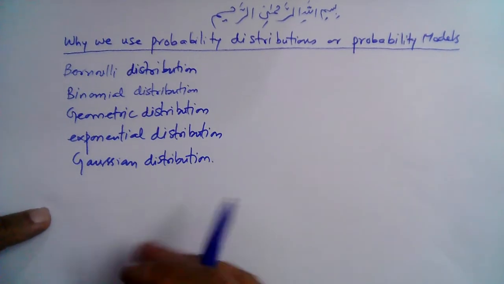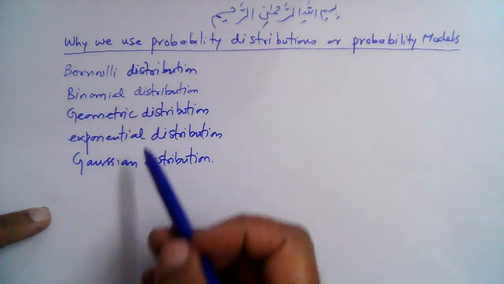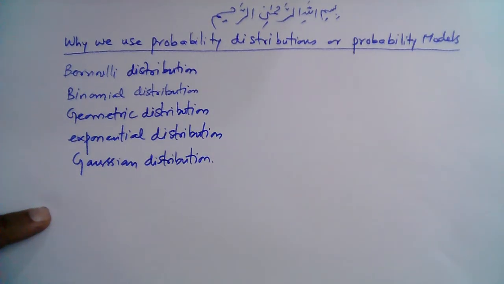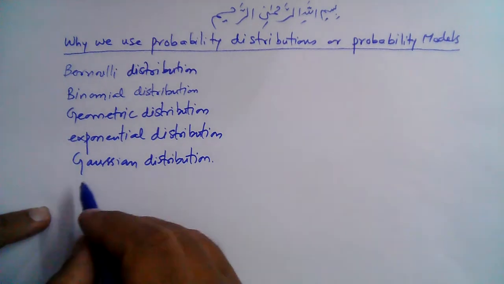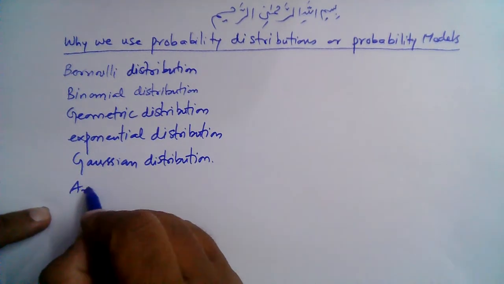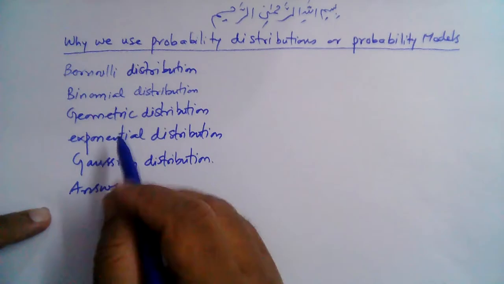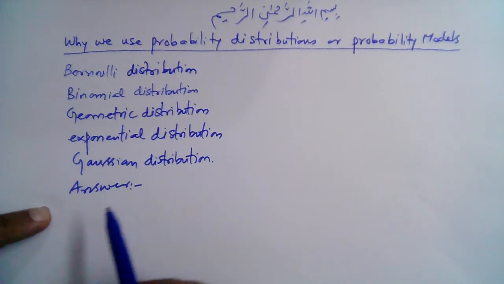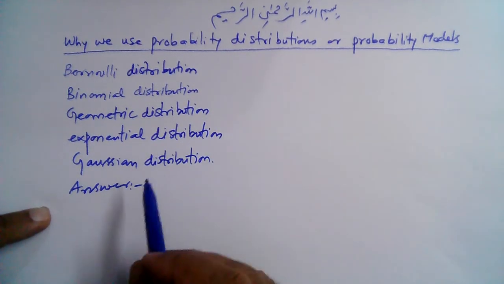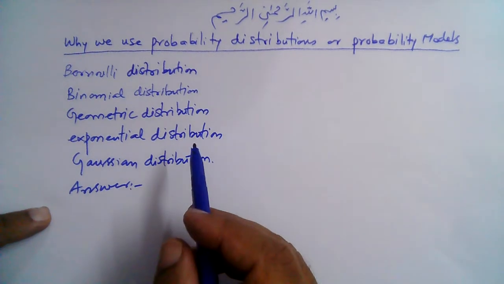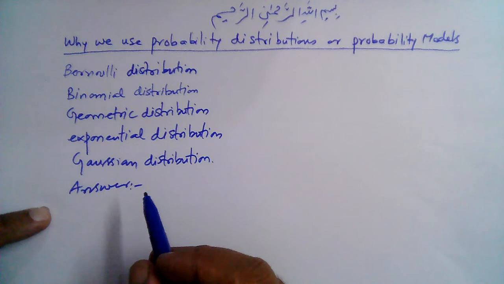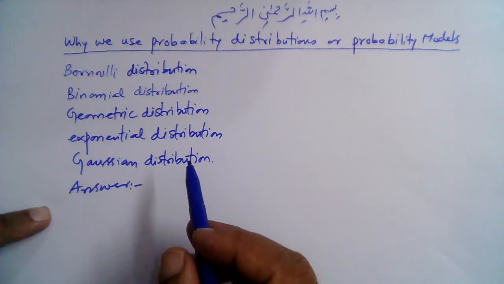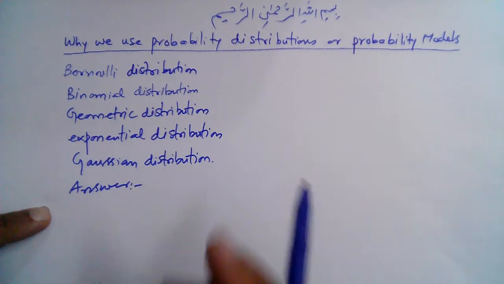So why do we use all of these probability distributions? So the answer is that these probability distributions are models, basically probability models. They are probability models of frequently occurring problems, the probability problems that we frequently encounter.